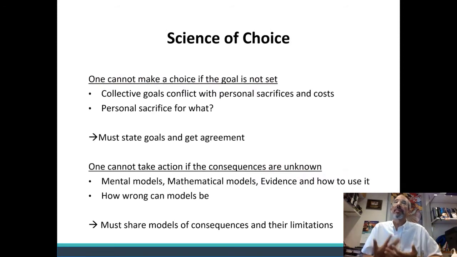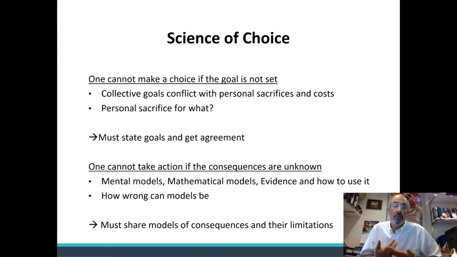So in terms of applying a science of choice, as I said earlier, one cannot make a choice if one does not have a goal. Without a goal, can't get it done. Furthermore, we are having to make collective choices, so we need collective goals. And these collective goals are definitely going to conflict with somebody's own personal costs and the need to make personal sacrifice. They're going to ask the question, why do I have to sacrifice? Why do I have to give up my rights and privileges in order for the collective choice? There's only one way forward, which is to get coherence around the goals.